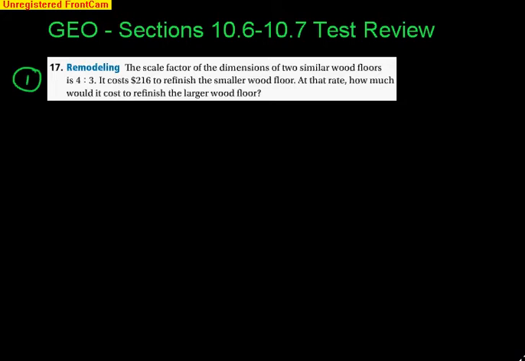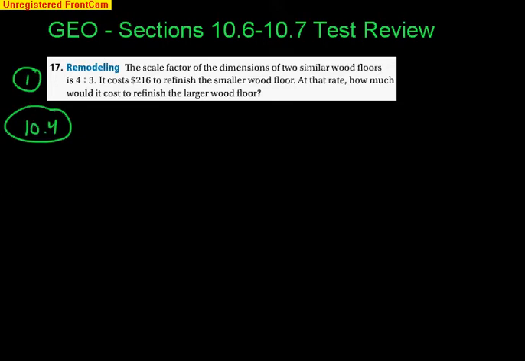Okay, so let's take a look at this problem. This problem is actually from 10.4. If you want to make a note, this is a 10.4 problem. What it says is the following: the scale factor of the dimensions of two similar wood floors is 4:3. It costs $2.16 to refinish the smaller wood floor. At that rate, how much would it cost to refinish the larger wood floor?